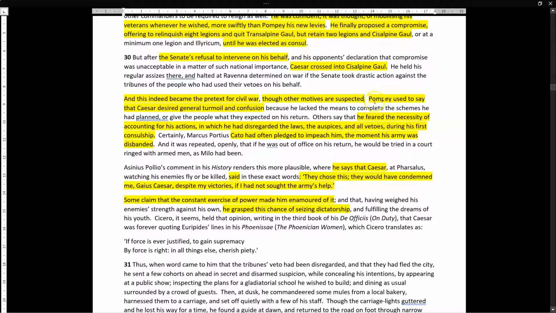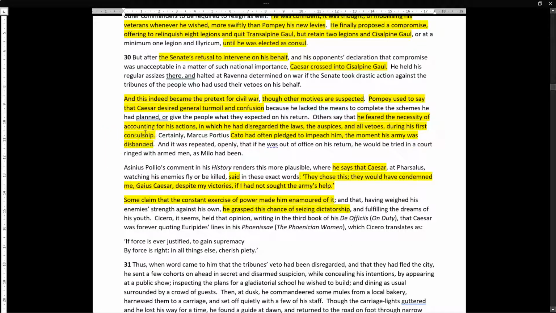Although other motives are suspected. So it wasn't just to do with this issue with the consulship, there were other issues coming through. So according to Suetonius, Pompey used to say that Caesar desired general turmoil and confusion. I'm not sure that's true, but okay. Others say he feared the necessity of accounting for his actions, in which he disregarded the laws, the auspices, and all vetoes during his first consulship.